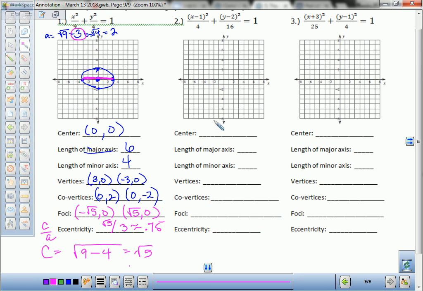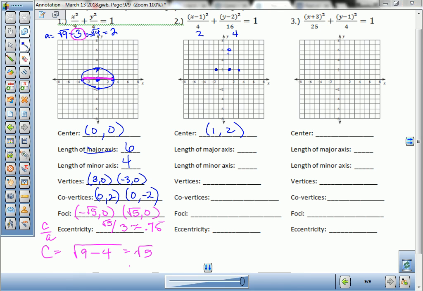All right, I'm going to go through number 2 real quick. The center is opposite, so it's going to be 1, 2. We're going to go right and left 2 units this time because 4 is under our x and the square root of 4 is 2. We're going to go up and down 4. So we go up 4, 1, 2, 3, 4. We go down 4. So this one's elongated vertically.